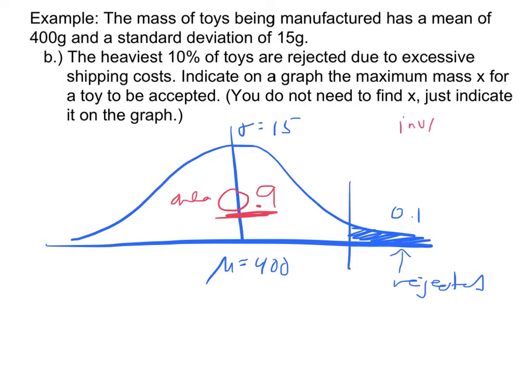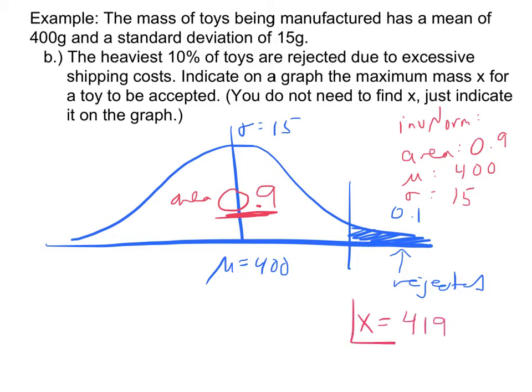So when we bring up INV norm, it asks for area, it asks for mean, and it asks for standard deviation, and we can punch those in. We're going to put in 0.9 for area, 400 for mean, and 15 for standard deviation. When we do all that, the calculator tells us that value of x is 419.223, but IB always wants 3 significant figures, so 419.